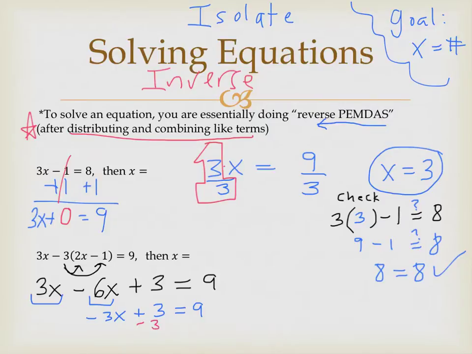I'm going to subtract 3 from both sides, because that's the opposite or inverse of adding 3. And I'll rewrite it. I'll have negative 3x. 3 minus 3 is 0, so that's gone. And then I'll have my minus 3 over here. 9 minus 3 is 6. Divide by negative 3, because that's the inverse or opposite of multiplication. And x will equal negative 2.